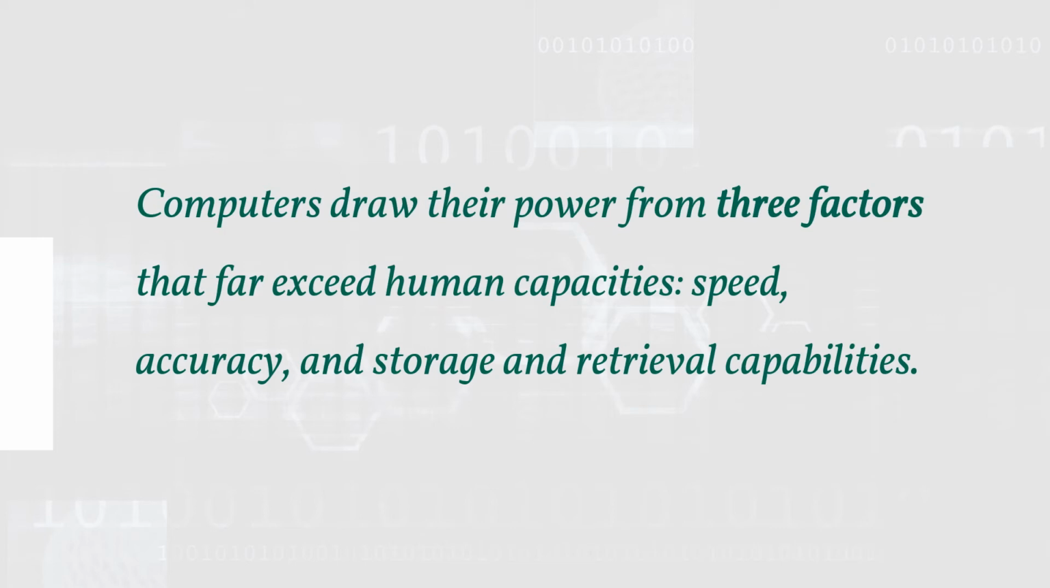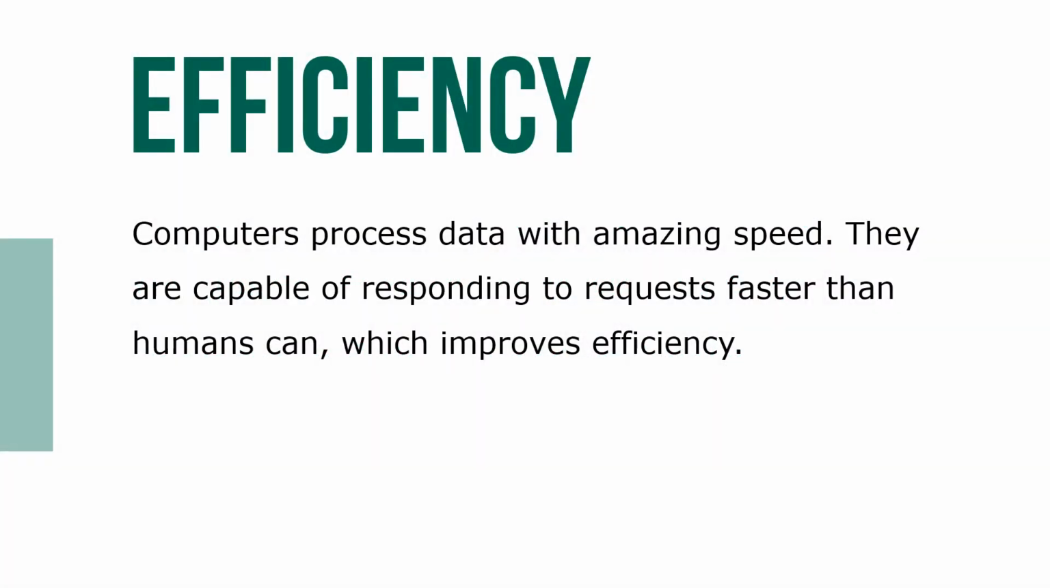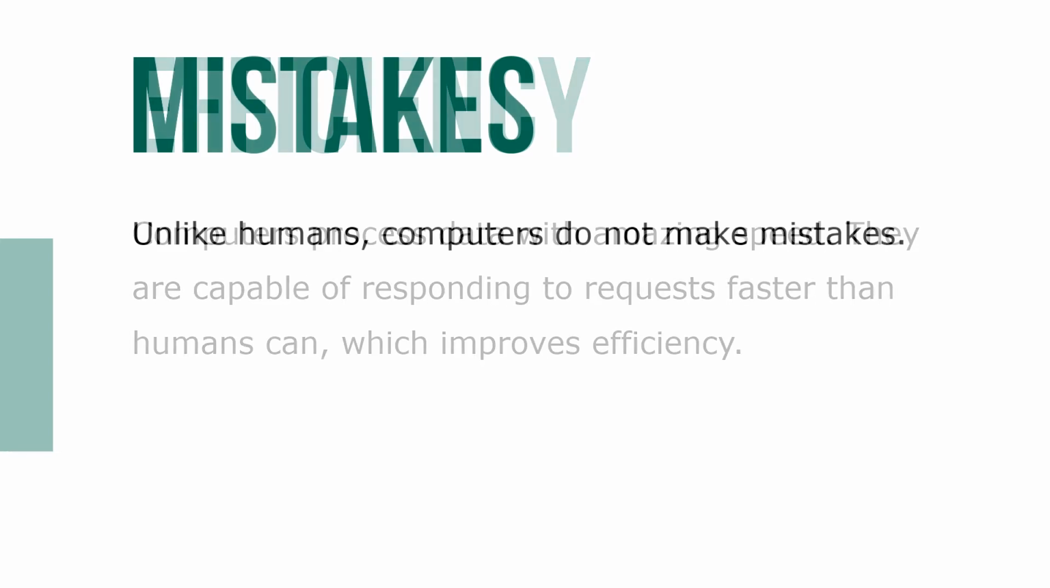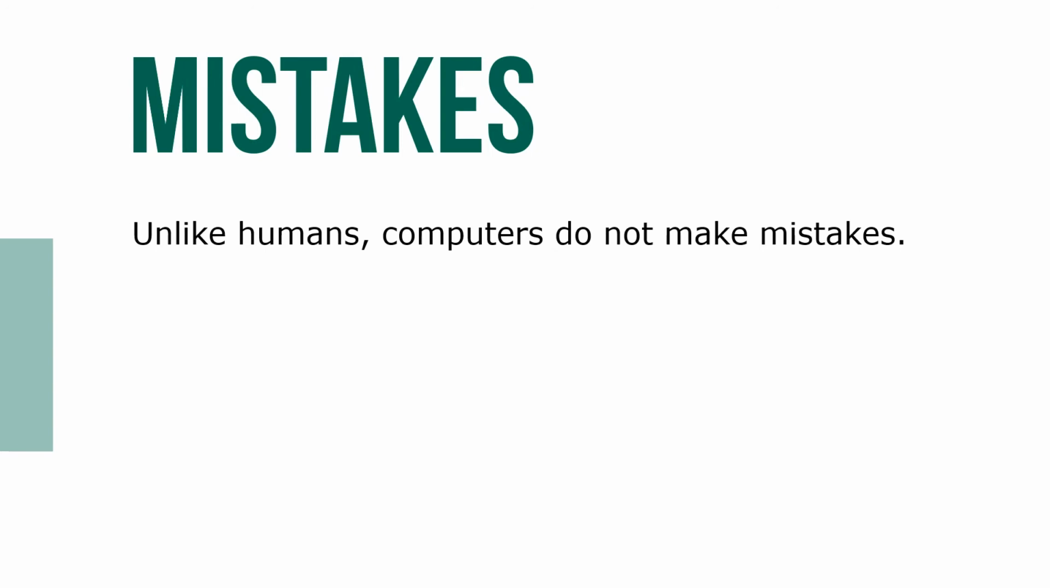Computers draw their power from three factors that far exceed human capacities: speed, accuracy, and storage and retrieval capabilities. Computers process data with amazing speed. They're capable of responding to requests faster than humans can, which improves efficiency. Unlike humans, computers do not make mistakes.